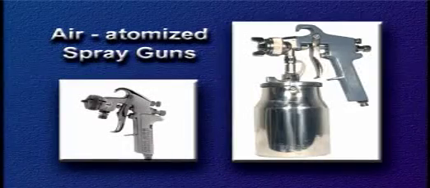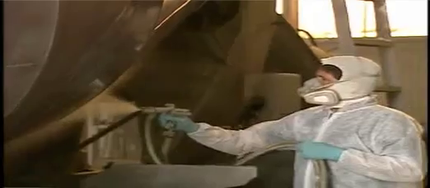In air atomized spray, the coating is atomized and propelled by forced air. The spray gun is supplied with compressed air at pressures up to 60 psi and with coating at pressures of 10 to 30 psi. As the high-pressure air mixes with the coating, it atomizes into small droplets and propels it in a turbulent mist toward the part to be coated. Transfer efficiencies for air atomized spray application range from 10 to 50%.